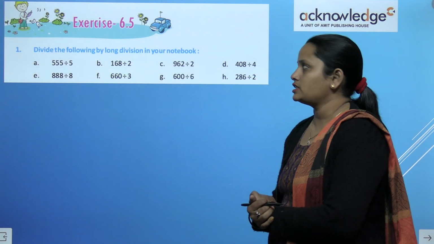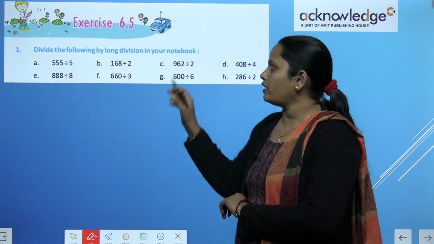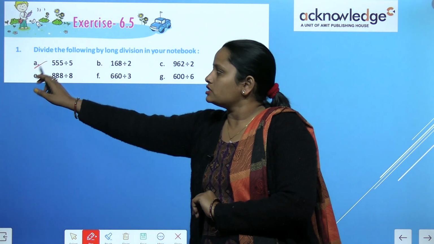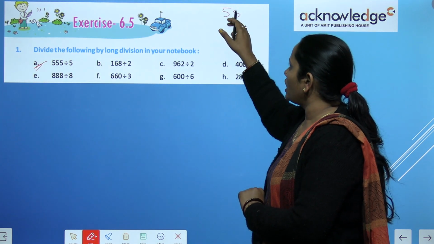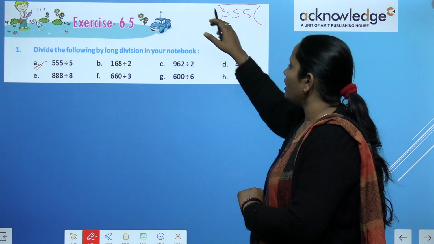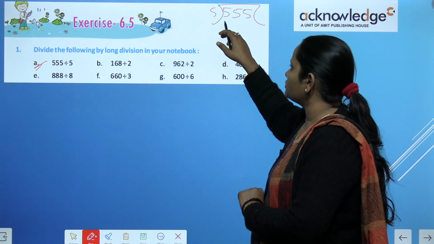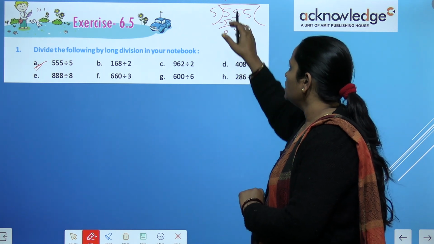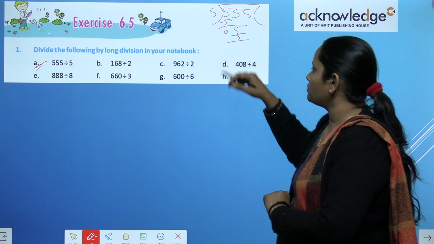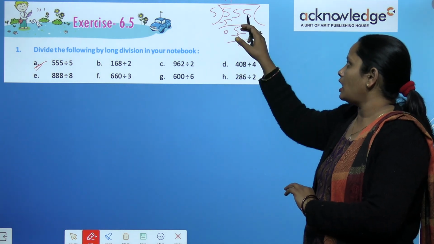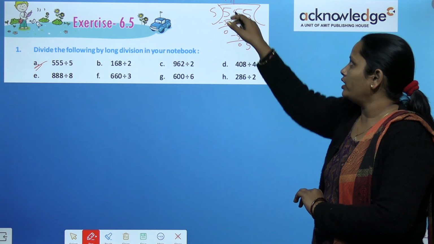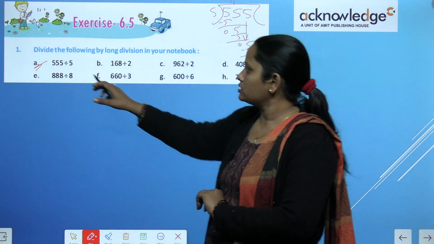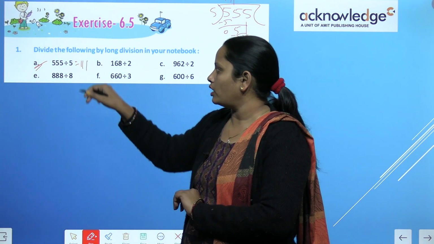Now let's do this exercise 6.5. Here we have to divide the following by long division method in your notebook. So here the first question is 555 divided by 5. So in the table of 5 we will look at 5, 1 times it comes, we did it. Next, now 5 came down, 1 times again 5, subtracted, 0 came. Now next this 5 came, 1 times 5 came, subtracted 0. So here the answer is 111.